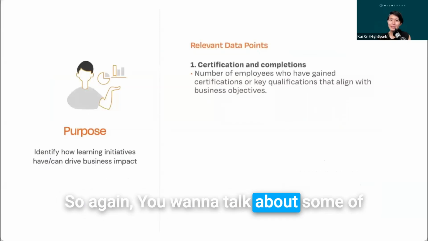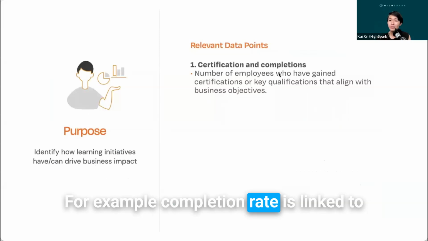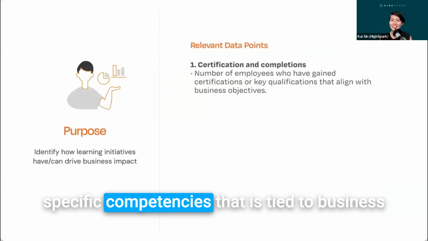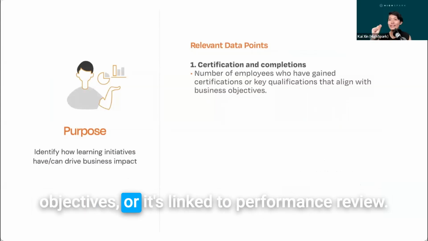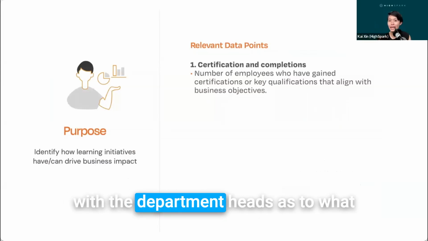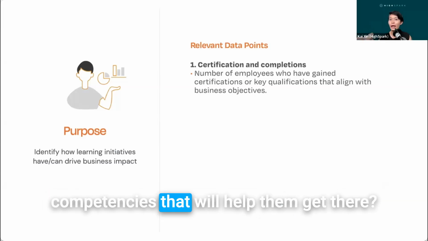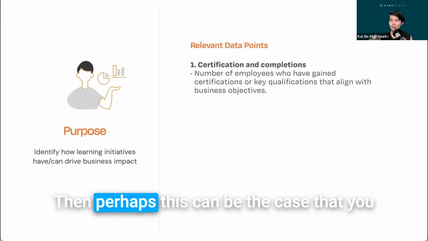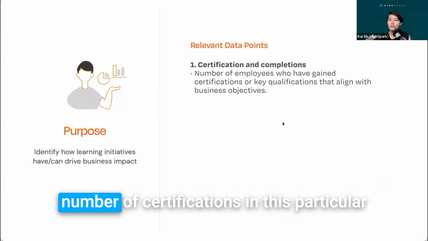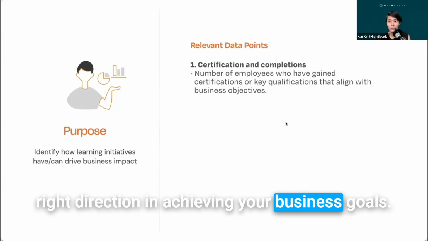So again, we want to talk about some of the relevant data points specific to ROI. For example, completion rate is linked to certification. And certification is linked to specific competencies that are tied to business objectives, or it's linked to performance review. So if you have an ongoing conversation with the department heads as to what they want to prioritize in terms of their business objectives, what are some key competencies that will help them get there, then perhaps this can be the case that you make to say that, hey, if we issue X number of certifications in this particular competency, it means that you're moving in the right direction in achieving your business goals.